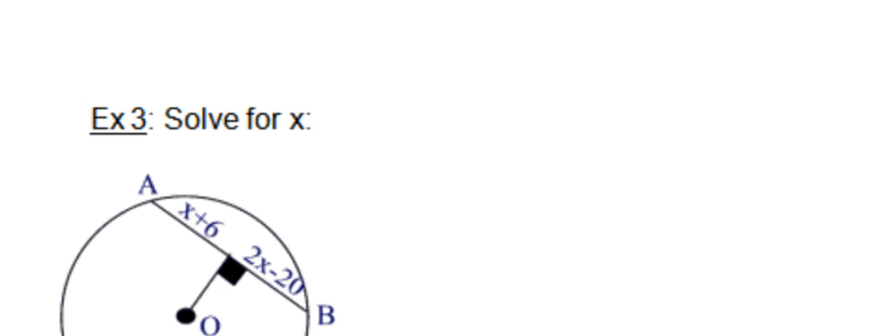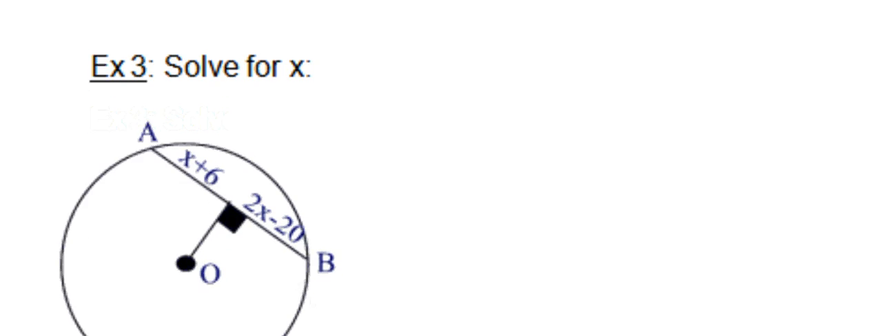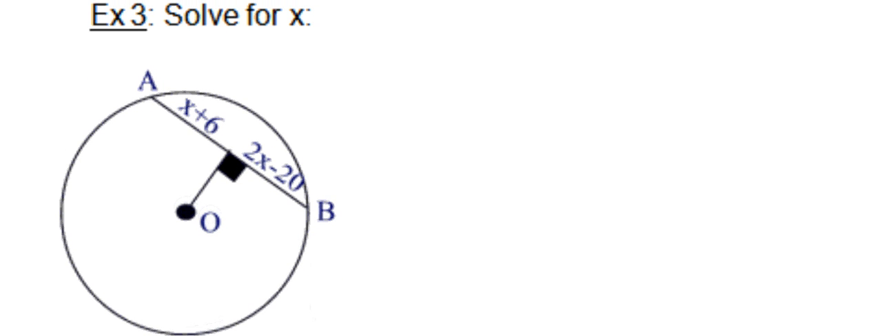All right, moving along to the next one. This one's going to be a little bit more straightforward, and all they're asking us to do is solve for x. I've got this piece right here that's perpendicular to this chord. Automatically, I know that it has to bisect that chord, or in other words, cut that chord into two equal pieces. So 2x minus 20 is equal to x plus 6, the one piece of the chord.